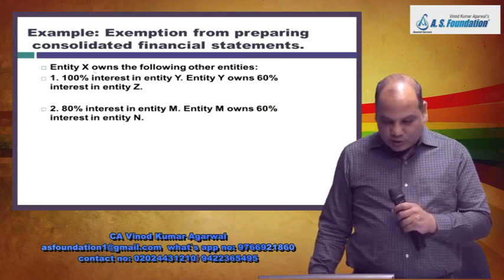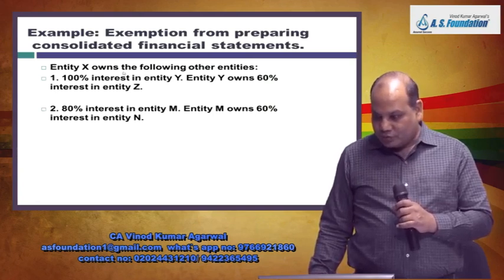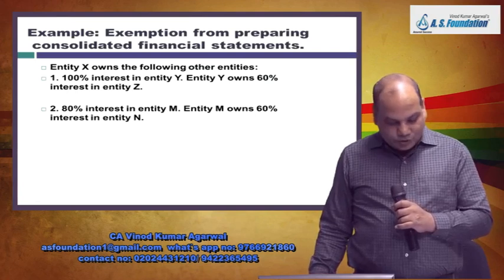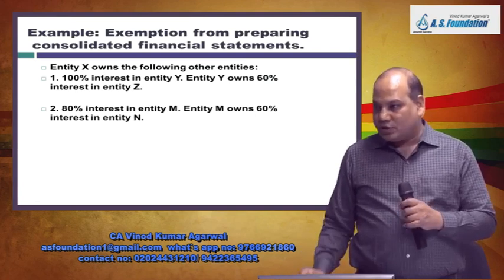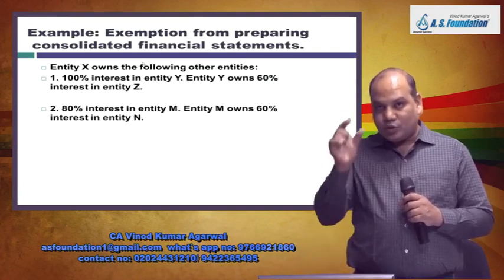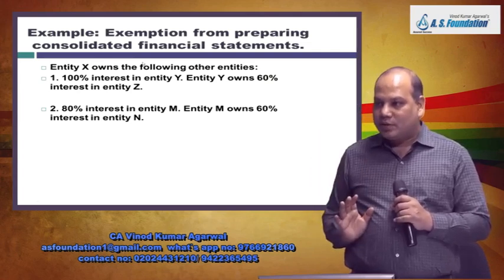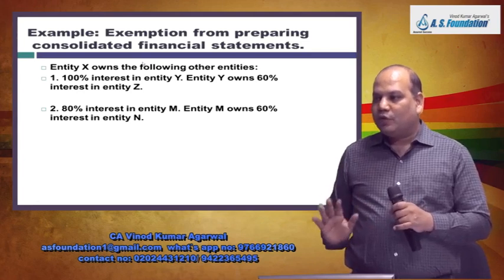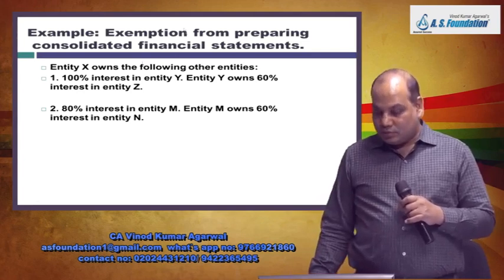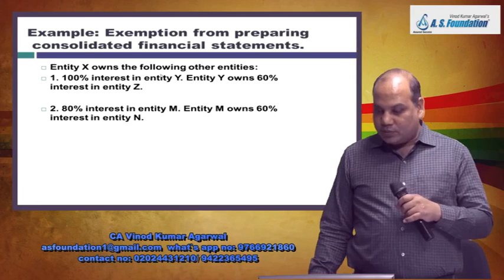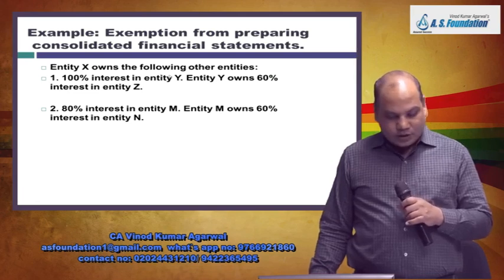Now one case study is appearing below. Solve. This is just one example. They can create questions like this. So you have to keep all four conditions in mind and see how many of them are getting satisfied. If all four of them are getting satisfied, then that entity will be exempted from preparation of CFS under this standard.